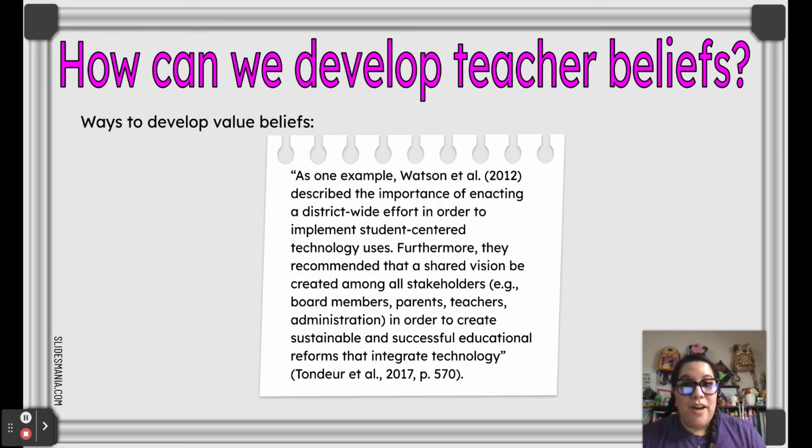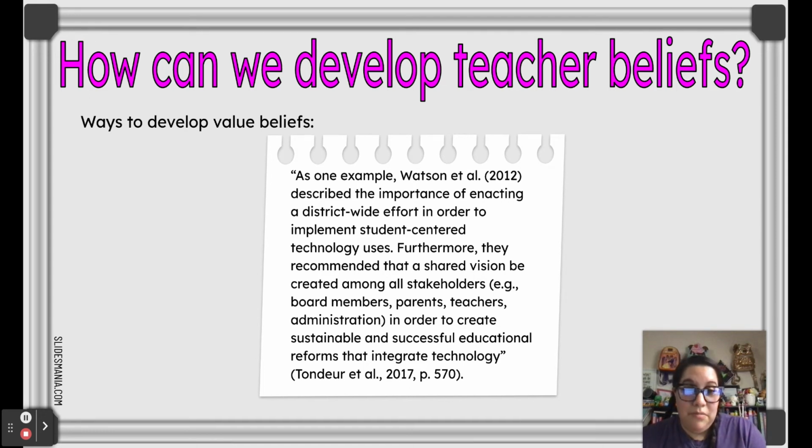Next, how do we develop value beliefs? Well, one example will describe the importance of enacting a district-wide effort in order to implement student-centered technology uses. Furthermore, they recommend that a shared vision be created among all stakeholders, including board members, parents, teachers, administration, in order to create sustainable and successful educational reforms that integrate technology.